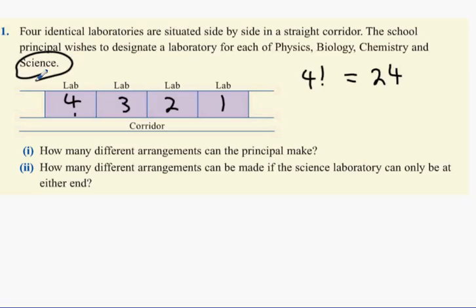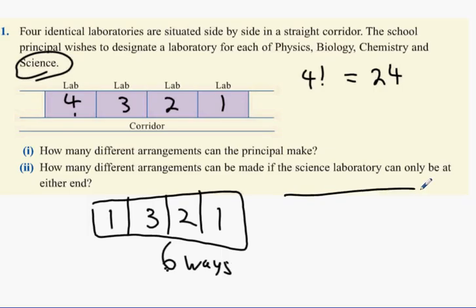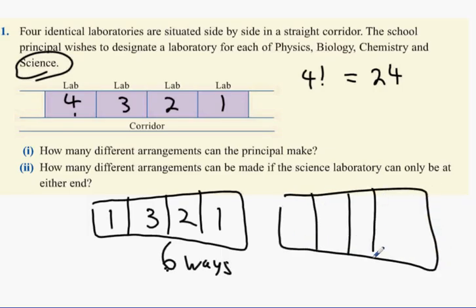So we can do it 2 ways, alright? Let's do the first way, where science has to be on the left side. If science has to be on the left side, what does that leave then? 3, 2, and 1, which is 6 ways. And then if science has to be on the other side, there's only one thing you can do, put science on the right hand side. And then it's 3, 2, 1. And that's 6 plus 6, which is going to give us 12.